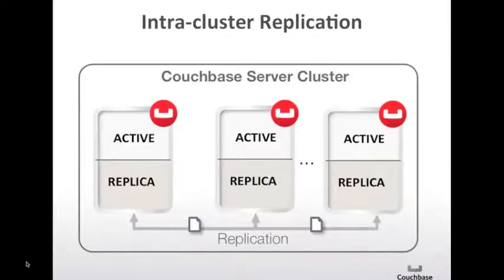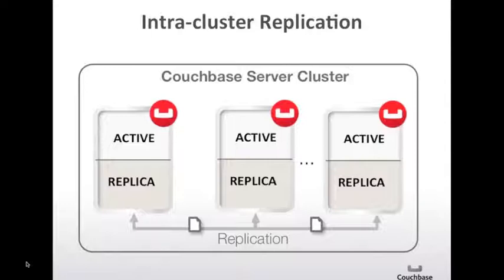So let's start with intra-cluster replication. In Couchbase Server, we can set up intra-cluster replication between the nodes. We support setting up a maximum of 3 replicas. So we can have active partitions and replica partitions on the same nodes. The way intra-cluster replication works is that any changes to the data on the active partitions will be replicated to the replica partitions.